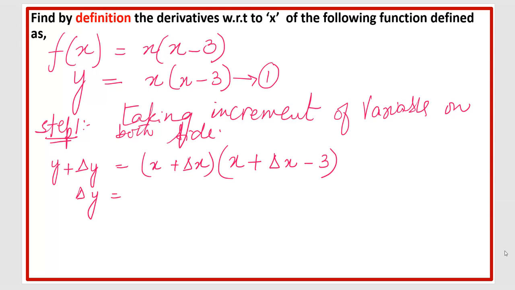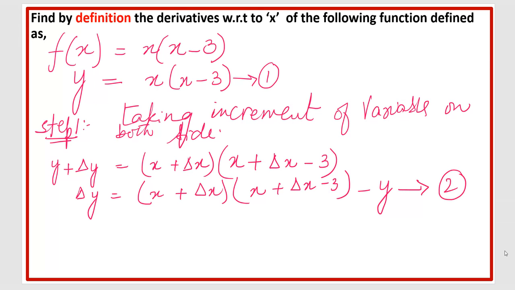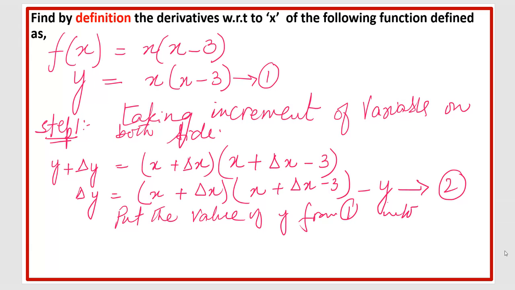Right, what is the next step? In the next step, we will transfer this y to the right hand side of the equation. When we transfer it, the sign will change. Now the sign of y is positive, but when I take it to the other side, it will be negative. So this is our equation number 2. Here I said y is equal to x into x minus 3, so we will put the value of y from equation 1 into equation 2.